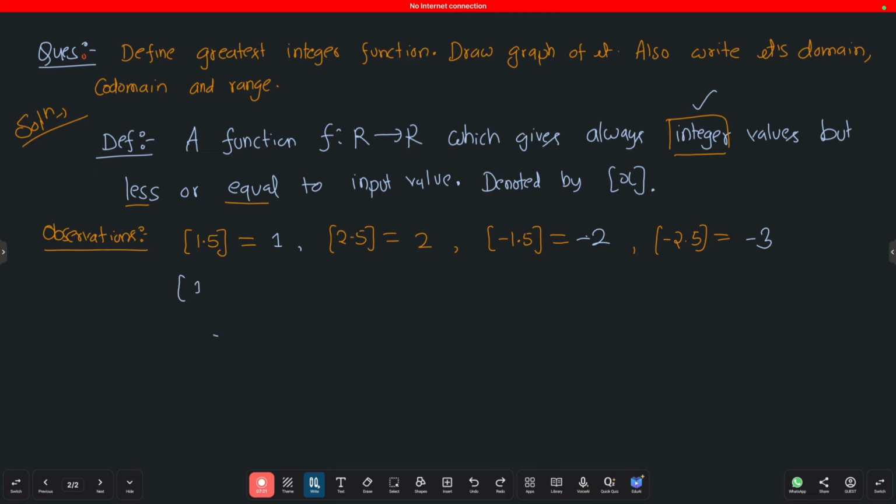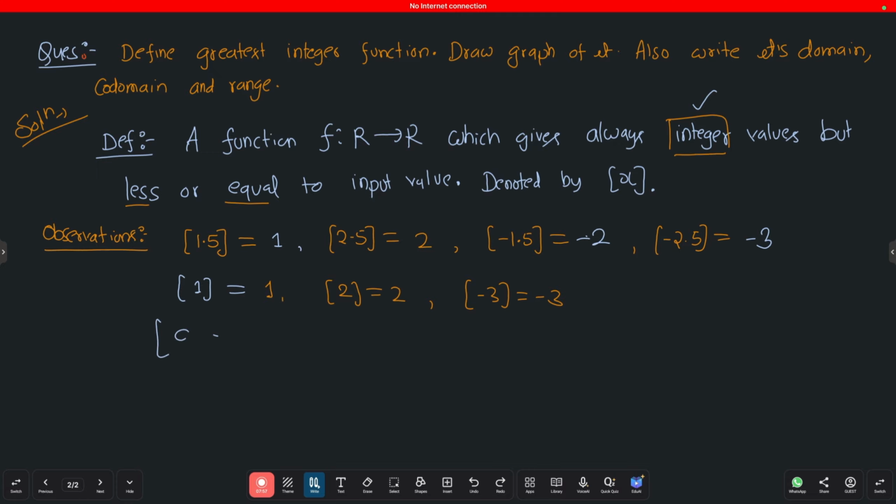But if the input is itself an integer, for example greatest integer of 1, equal is allowed, less or equal, so answer is 1. Greatest integer of 2 is 2. Greatest integer of -3 is -3. Equal allowed, but greater integer not allowed. Either less integer or equal integer. It is not like you give 0 for -1.5. Whatever the input, see what is the integer just before, in case of non-integer input.